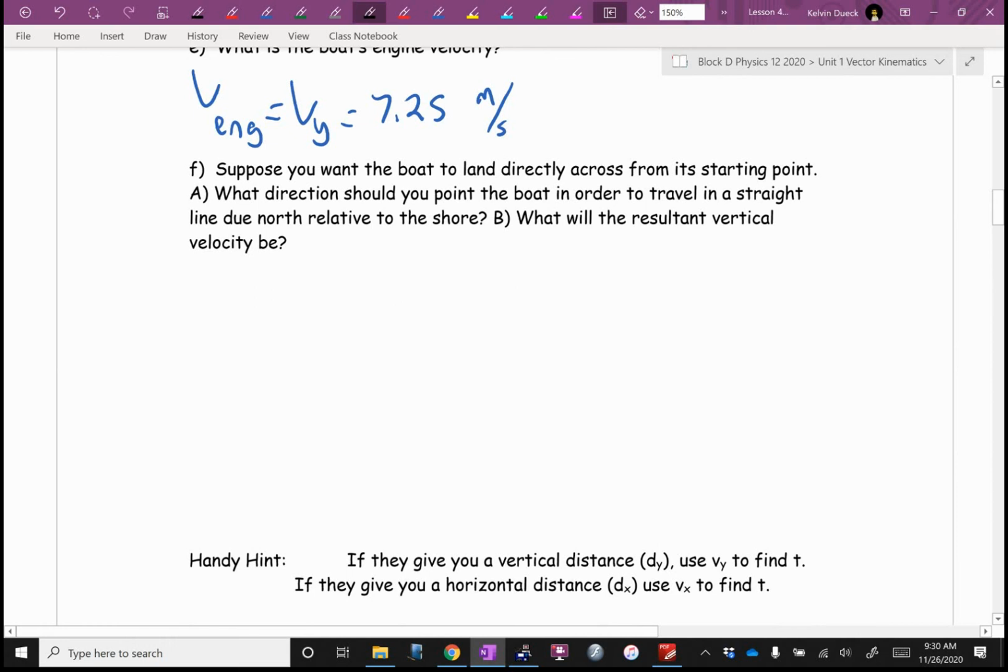We're going to assume that we keep the revs exactly the same, so we're still going to be traveling at 7.25 meters per second with our boat motor. What direction should you point the boat in order to travel in a straight line due north? What will the resultant vertical velocity be? I think we better redulp.